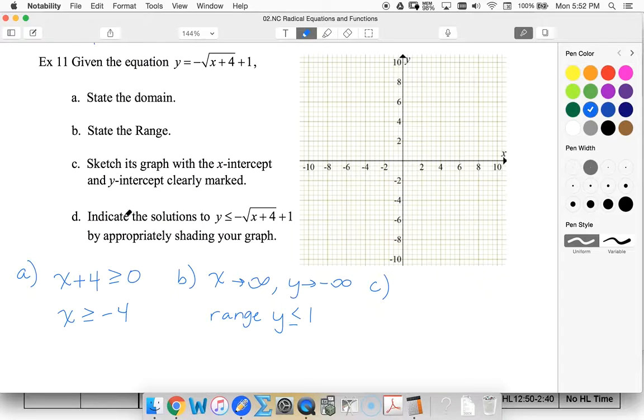Part C, we're going to make a sketch with the x and y intercepts clearly marked. So let's start with finding the y-intercept. When I take 0, I plug it in. Square root of 4 is 2. -2 plus 1 is -1.